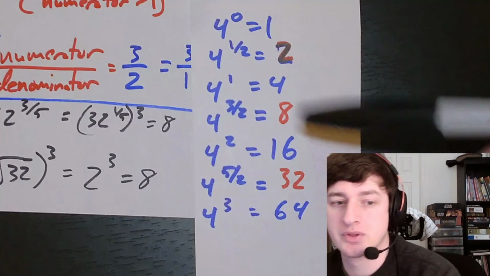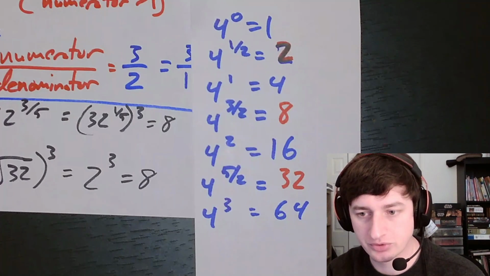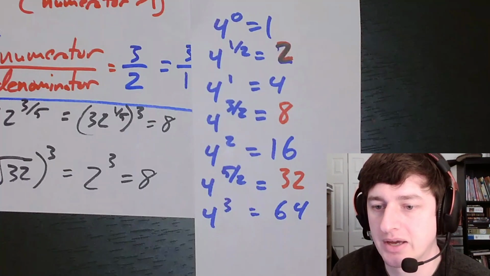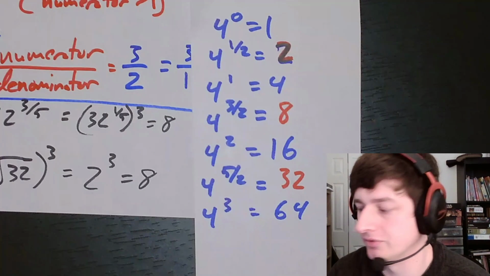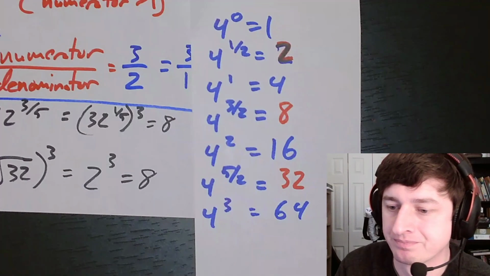So the fractional exponents are breaking the multiplication down further, and then sometimes building it up, right? Because 5 halves is going to be 5 of these 2's multiplied together, which gives us 32. There's a number of ways to think about it.